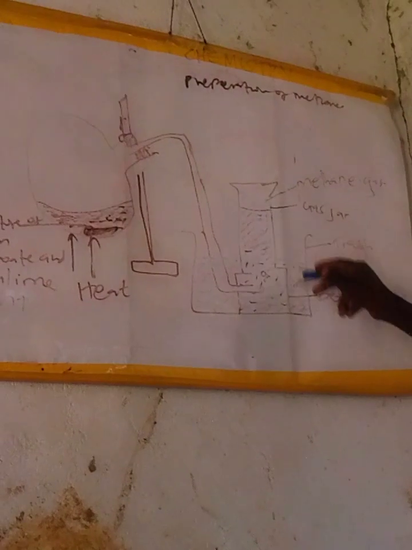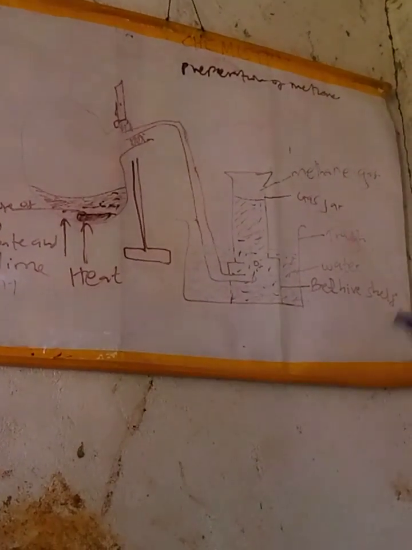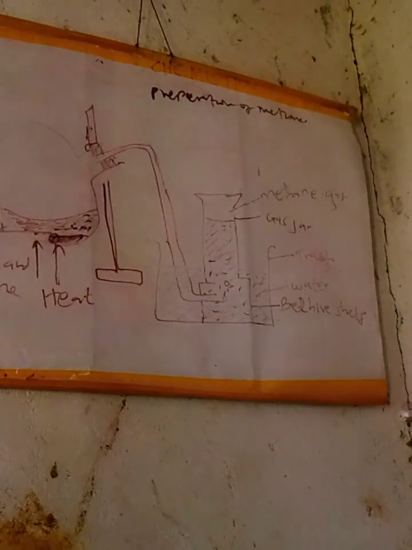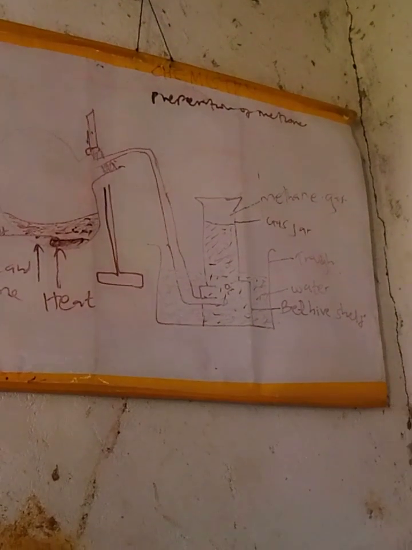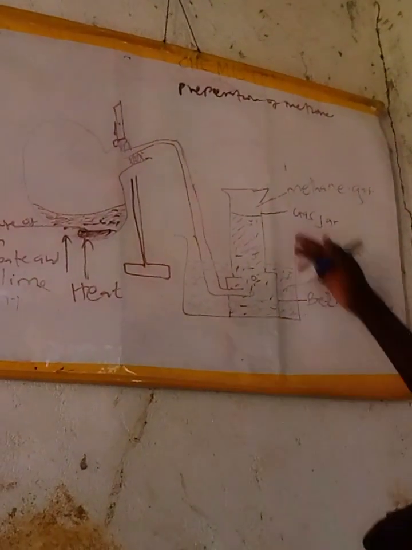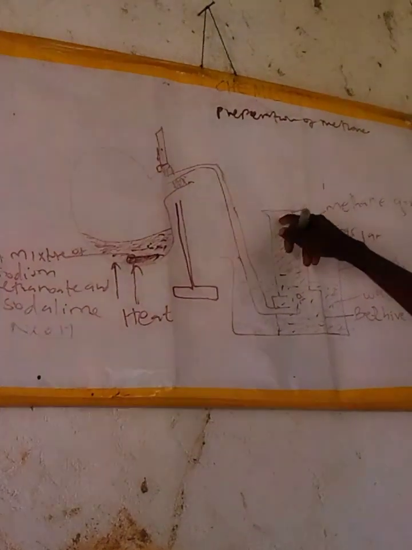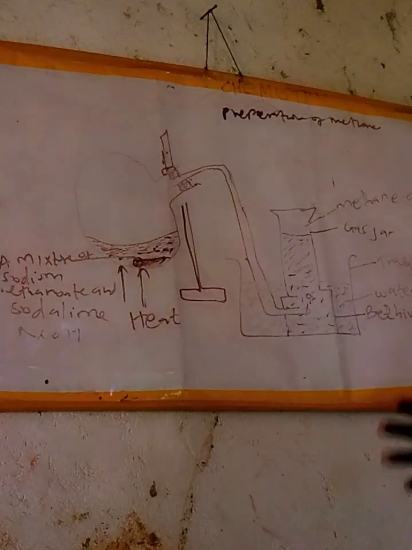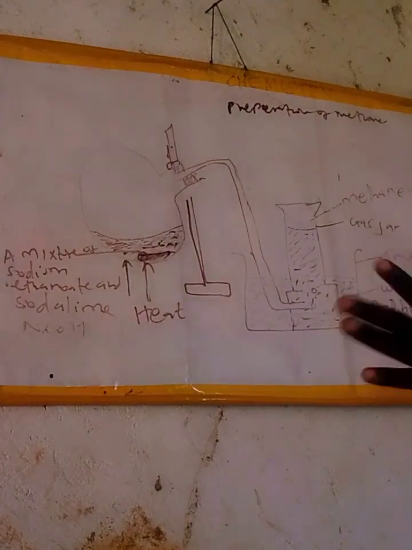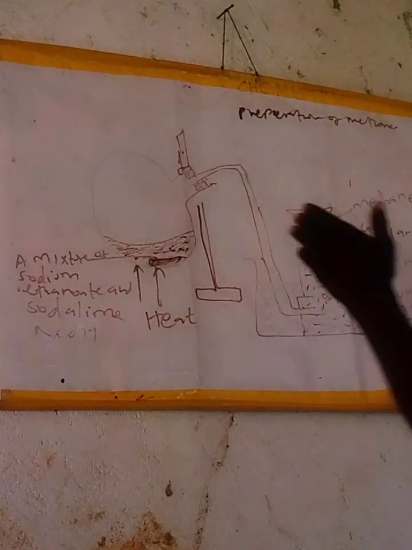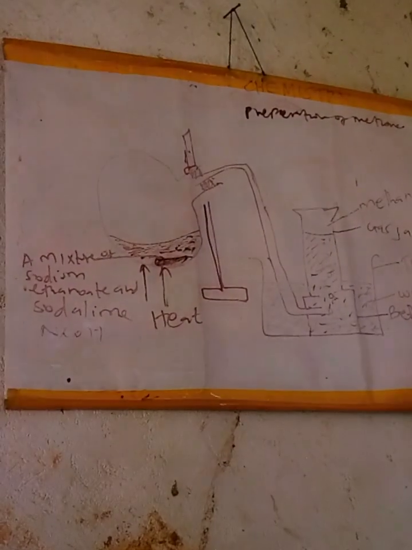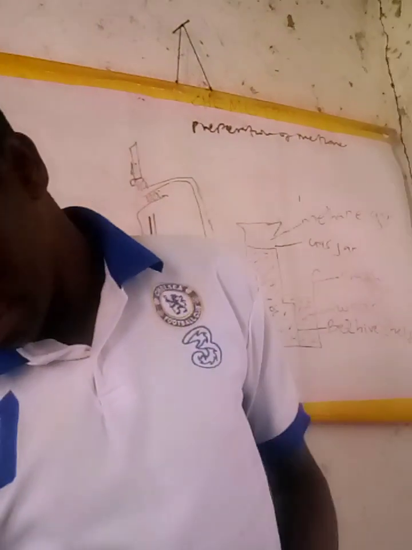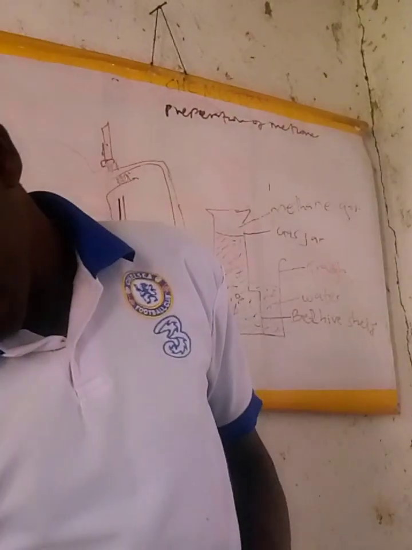You might be asked to give the name of this apparatus, a beehive shelf or a beehive stand. Then it is also collected over water, because it is slightly soluble or insoluble in water. And this is a trough. Then this is a gas jar. Then we have methane collected here. So the most common question asked here is to write a chemical equation for the reaction between sodium ethanoate and soda lime. This is the reaction that is taking place in this particular case.